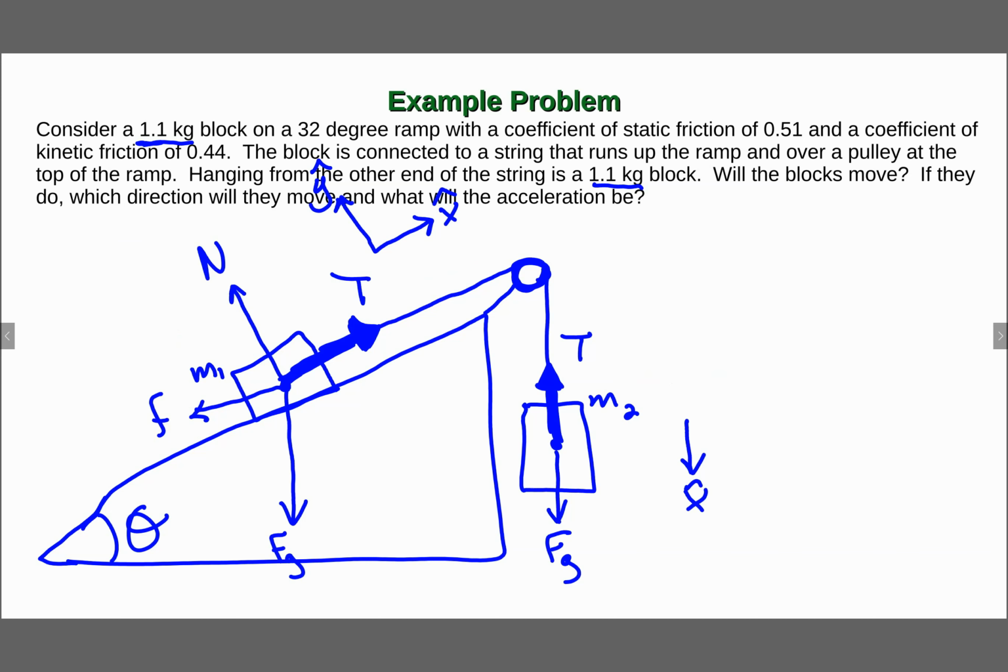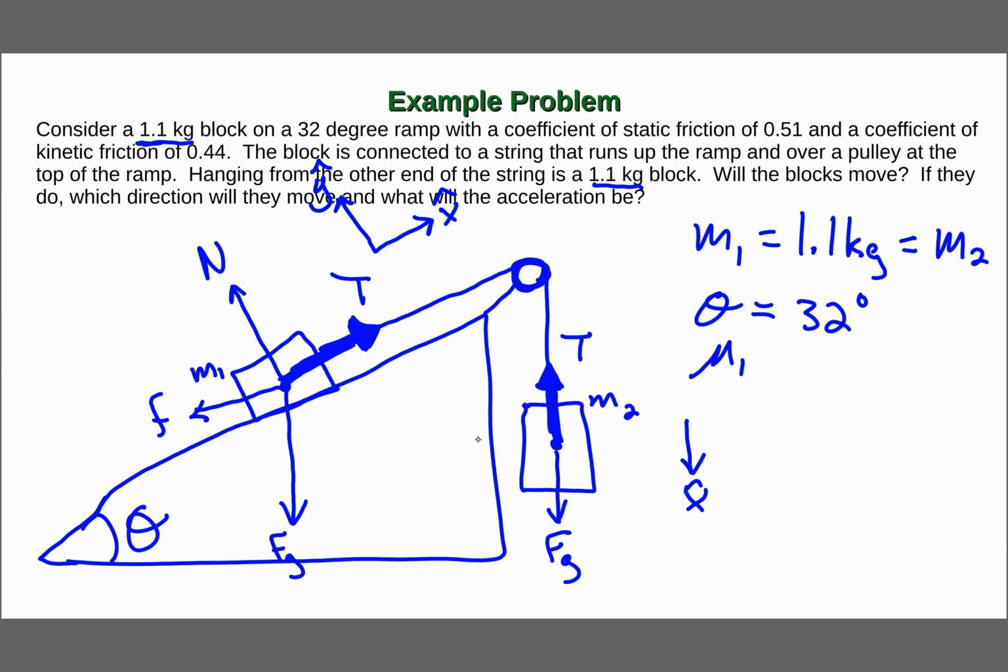Okay? So now with this system set up, we can say mass 1 is 1.1 kilograms, and that's equal to mass 2. They're both 1.1 kilograms. Theta equals 32 degrees.